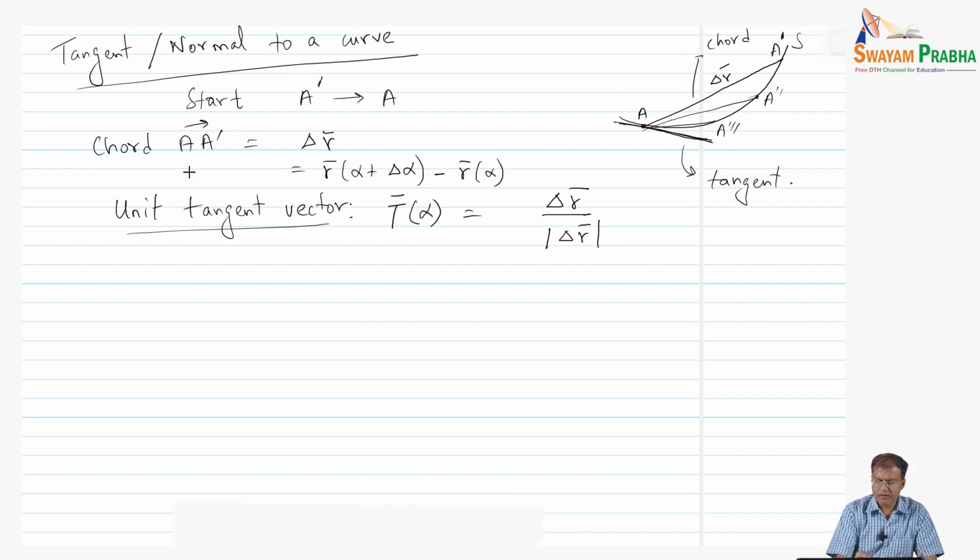And what I just said is that the chord is going to slowly shift in such a way that the point A prime starts to shift to A. So now I have that this is the limit as delta alpha goes to 0. So when I start to shift, you can see that the position vector of A prime is R at alpha plus delta alpha.